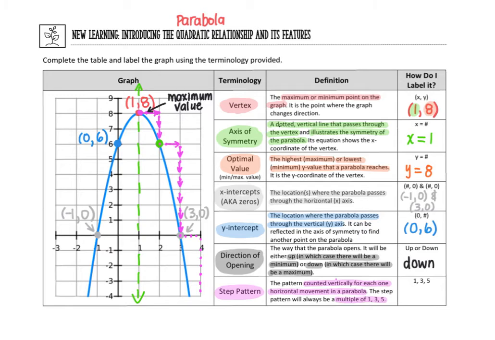Since we have a pattern so far of 2, 6, we know that the next one would be 5 times 2, or 10. So from the point (3, 0), we could go over 1 and down 10 to find the next point on the parabola if the grid allowed us to do so. Note that when a parabola is opening down, the step pattern will be made up of negative numbers.